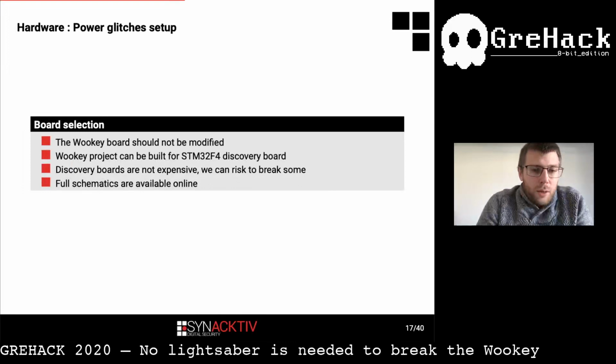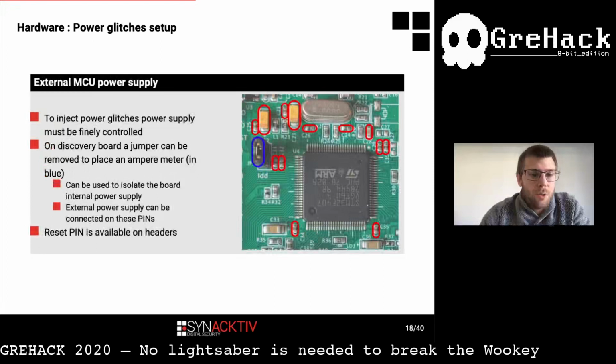To perform the attack, we have to modify the board, and the ANSSI requested not to modify the Wookey board. So we use an STM32 discovery kit, and these boards are cheap, so no problem if we break one or more. Discovery board schematics are public, so hardware modifications are easier. We can look at the schematic and see where we have to make the modifications. So we'll detail the modifications we have to do.